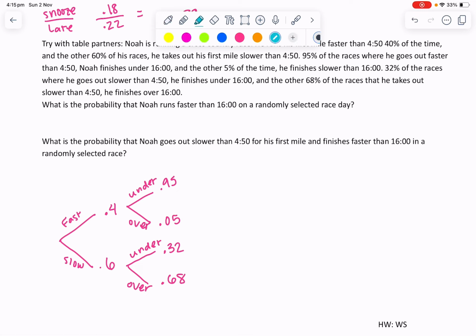Again, there's two ways to get there. So under 16 minutes, I used that word, okay. This is going to match what's in the diagram. That's why I'm changing it to under. So under 16 minutes, he could do that, or he could do that. Two ways to get there. So 0.4 times 0.95, or the 0.6 times 0.32. And I got 0.572.